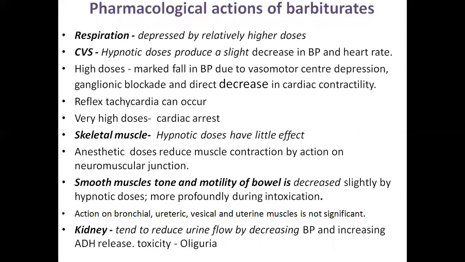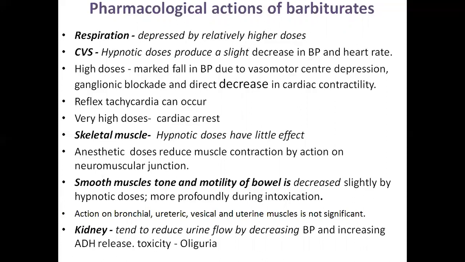And coming to the other actions of barbiturates over the other systems, like the respiratory system and cardiovascular system. Coming to the respiratory system, it will depress the respiratory center. It usually occurs at higher doses. In the CVS, at hypnotic doses, it produces a slight fall in blood pressure and heart rate. However, higher doses can produce a marked fall in blood pressure, and it also decreases cardiac contractility. A still higher dose can even produce reflex tachycardia, and very high doses can produce cardiac arrest. It is all mainly a dose-dependent effect.